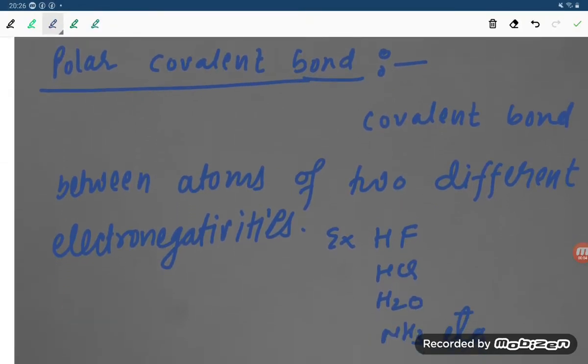Hello, good evening students. Let us try to understand polar covalent bond and non-polar covalent bond. This is asked by my students here.